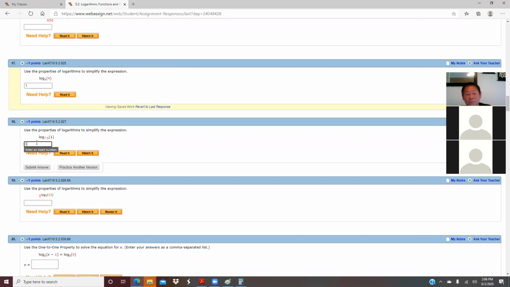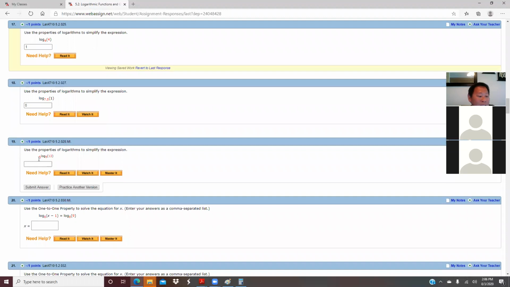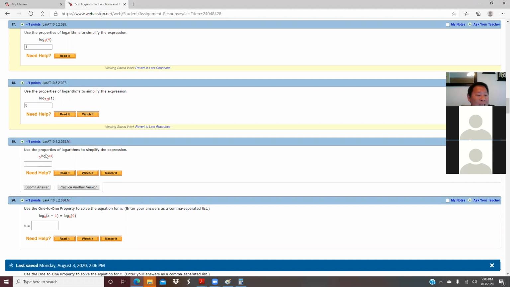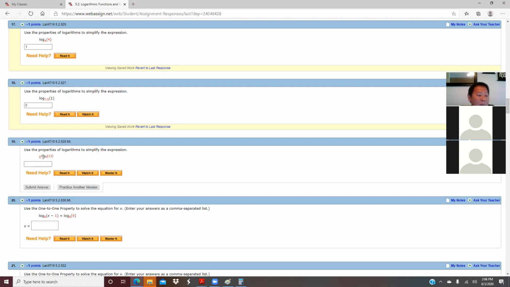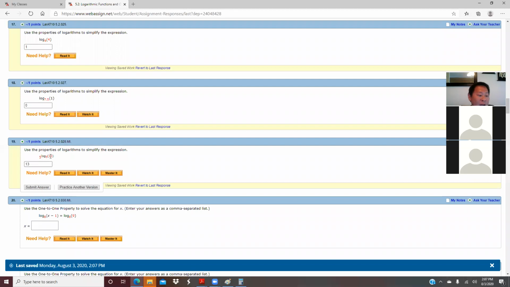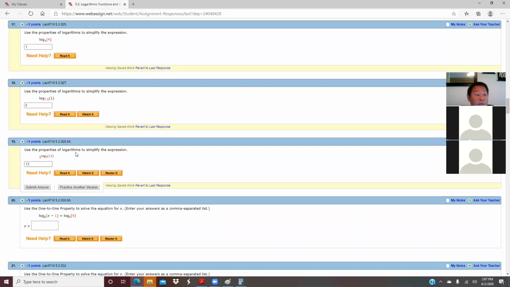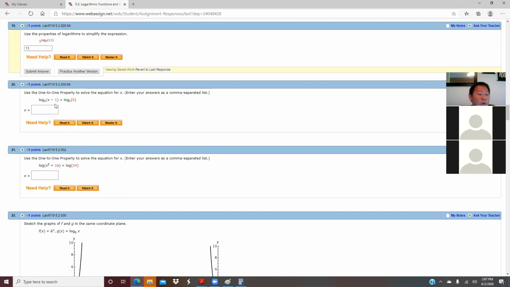Yep, 0. Now for question 19, since your bases are the same, you see 5 and 5, you cancel them out. If you cancel them out, what are you left with? That's your answer. If you see 5 and 5, the base is the same, you can cancel them out, so you are left with the number 13. So that is your answer in this case. If you have 5 to log base 5 of anything, the same base, your answer is the argument, 13 in this case. Okay.